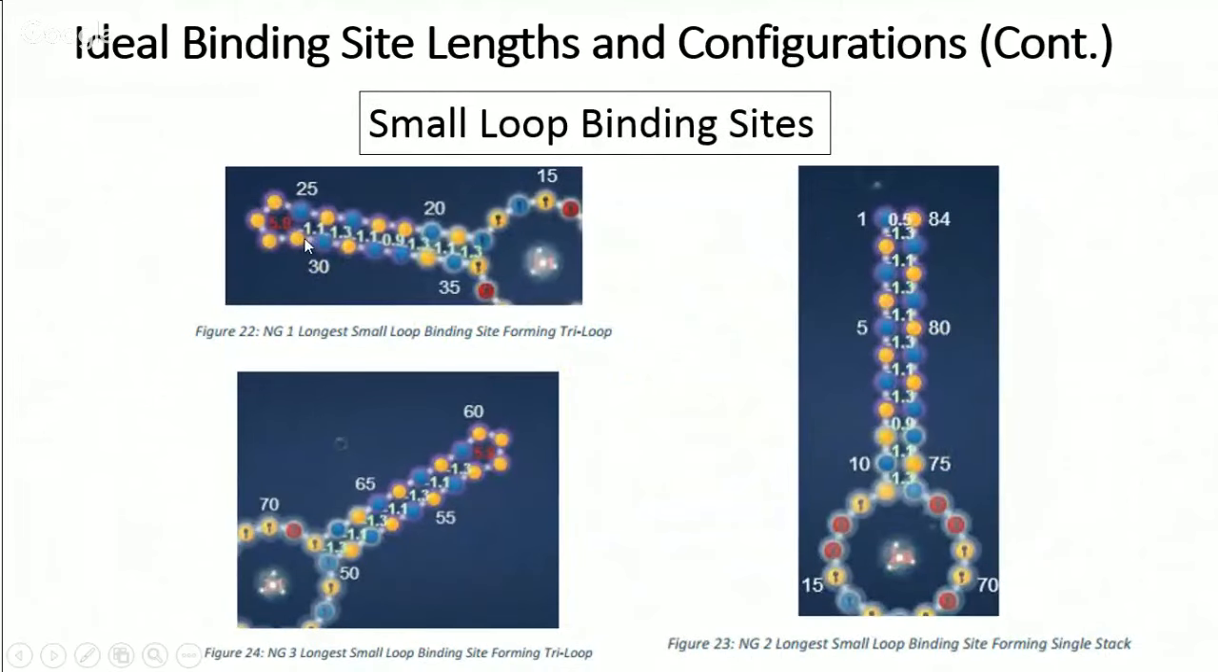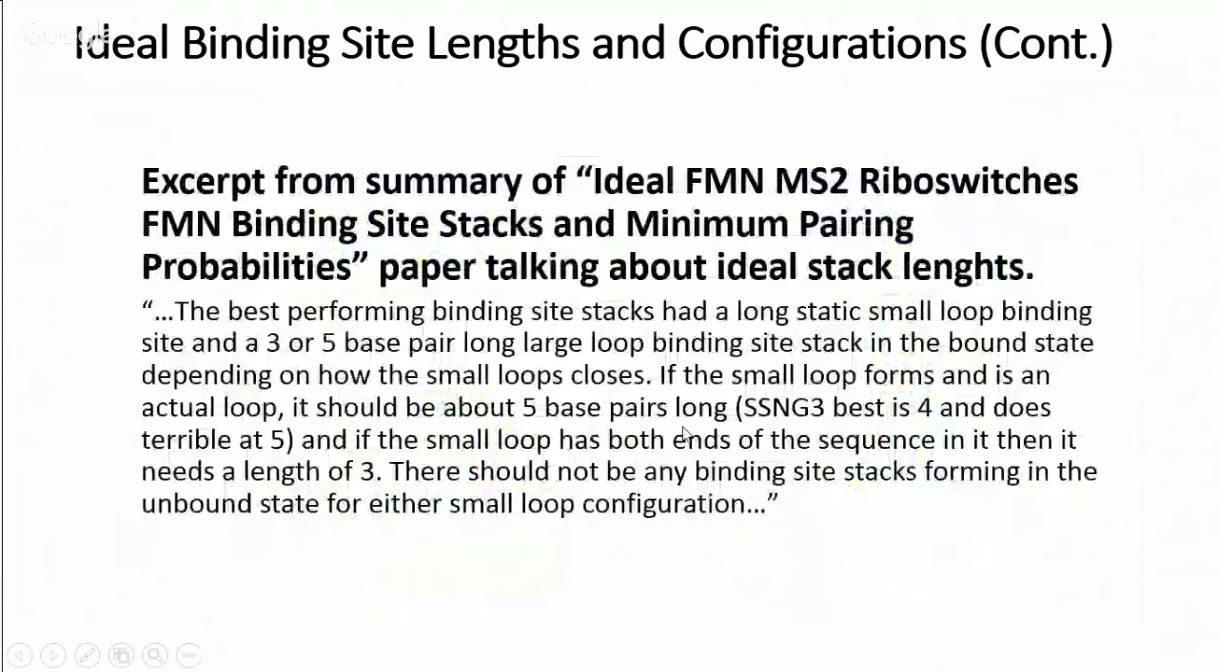There are two configurations, same state. NG1 and NG3 labs have a closed stack, a closed binding site with a loop at the end with a hairpin. And the NG2 labs have the end pairs, and so there is no loop there. And that actually has some impact on how they perform, I believe.